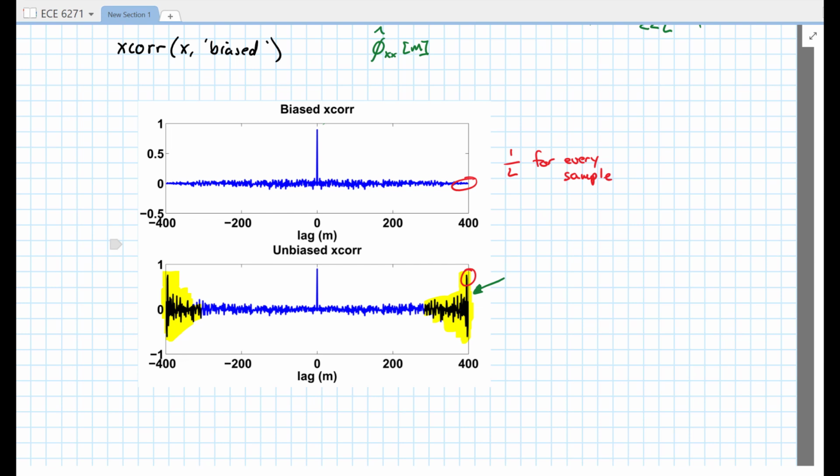In order to do the biased autocorrelation, that is XCORR. Oh, I've got it written up above. I'm a biased.